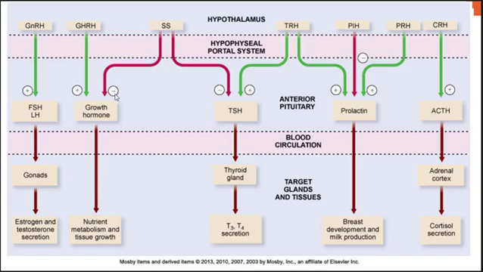I'd like to point out the positives and negatives that you can see. And what that's referring to is that the releasing hormone is either going to have an enhancing or an inhibiting effect on the release of a particular hormone. And you can see that somatostatin is an example of a hormone that has an inhibitory effect on both growth hormone and thyroid stimulating hormone.